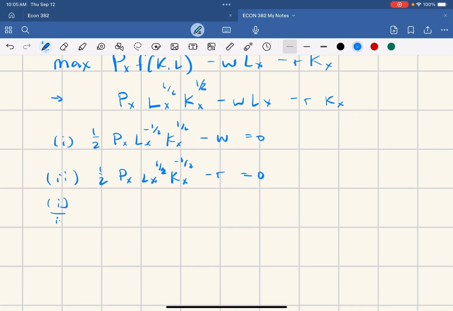So now I'm going to divide these two, and what it's going to lead to is, it looks really nasty, but the halves are going to cancel out, the prices are going to cancel out. We're going to get capital of X divided by the labor of X is equal to the ratio of wages to rent.